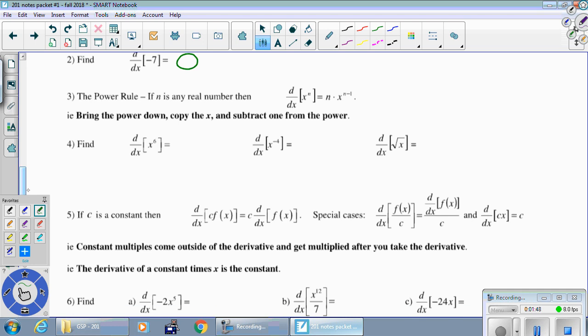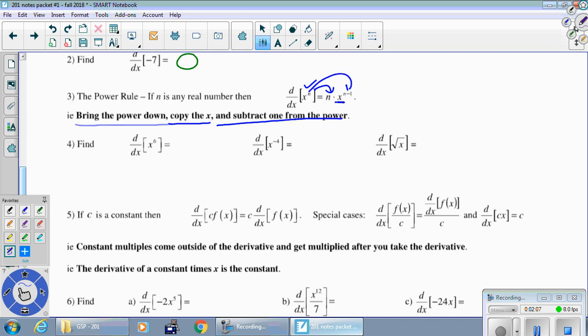So for example, in number 2, the derivative of -7 is 0. The power rule, this is what we saw last class unofficially. The derivative of x to the n is n times x to the n minus 1. I like thinking about these rules in English as opposed to symbols. So in English, it says you bring the power down. The power is called n. You bring it down. You copy the x, there it is, and then you subtract 1 from the power. So n becomes 1 less. Subtract 1 from the power.